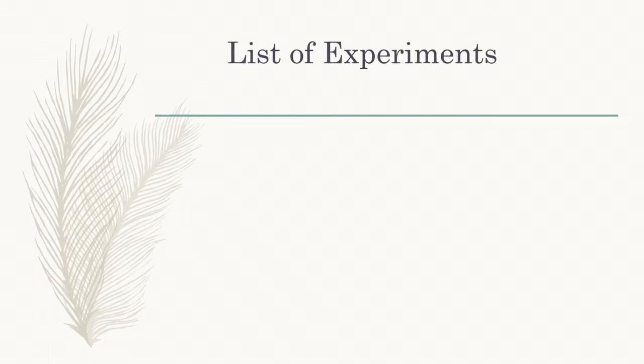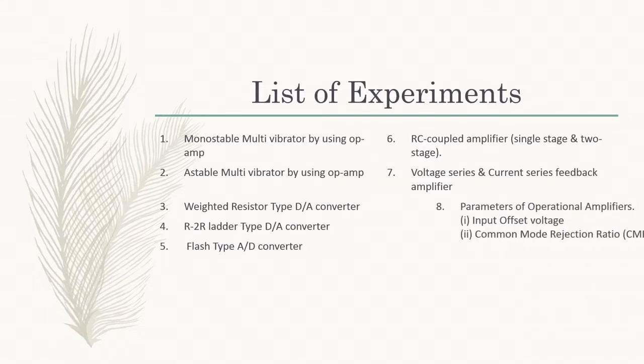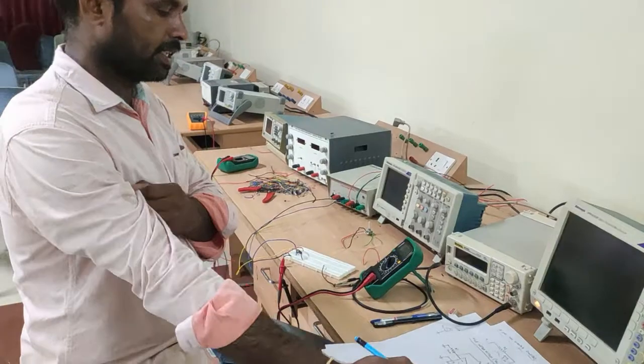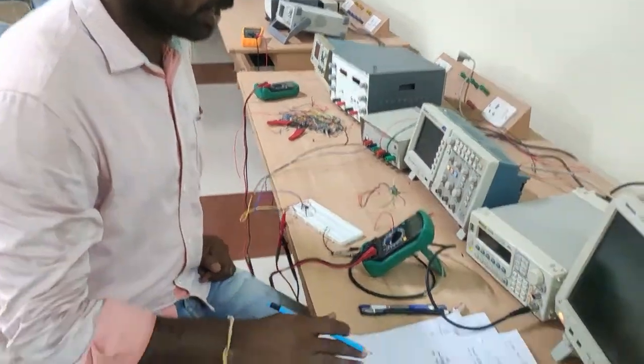Following is the list of experiments. The 8th experiment is parameters of operational amplifiers. The first one is input offset voltage. The second is common mode rejection ratio, that is CMRR. We are discussing the input offset voltage.